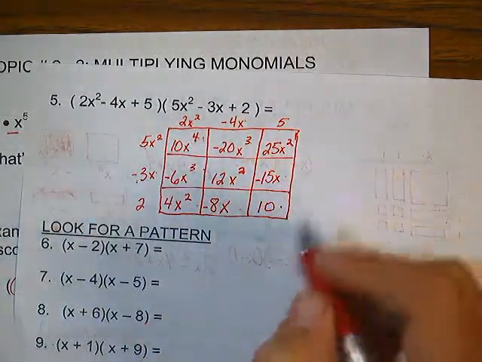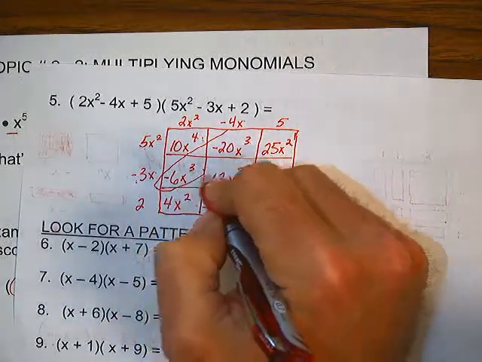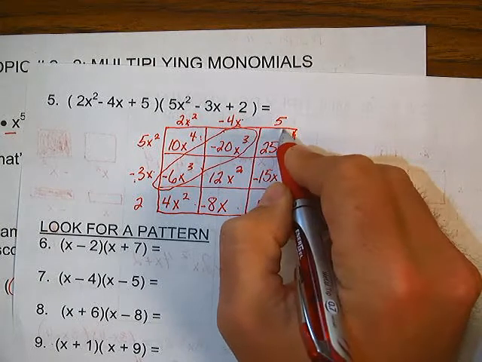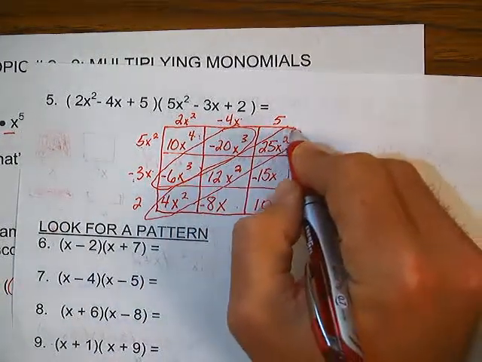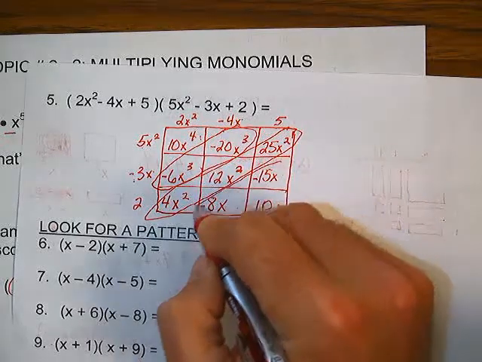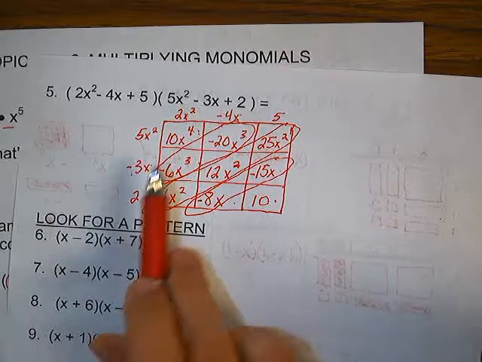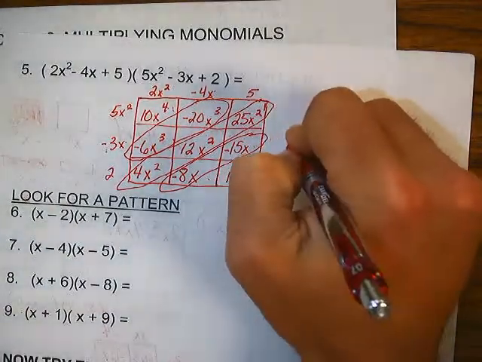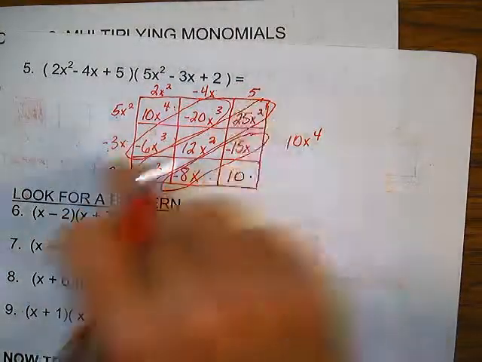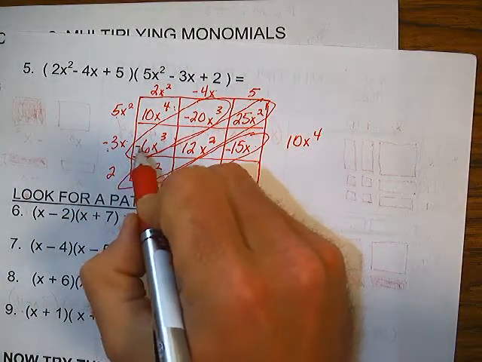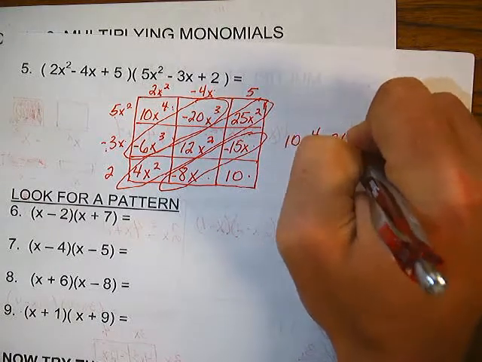Now combine like terms. Okay, and once again, these will be diagonal. The x to the thirds, the x squareds, the x's. Okay, so start with the largest exponent first. We only have 10x to the fourth. Okay, so let's combine these. Negative 20 minus 6 is negative 26x to the third.